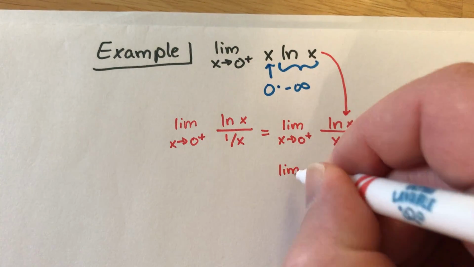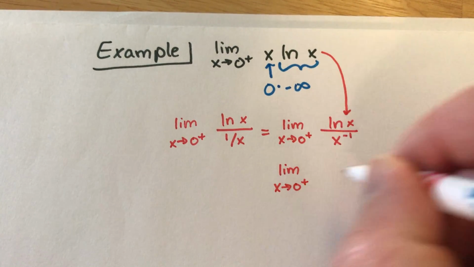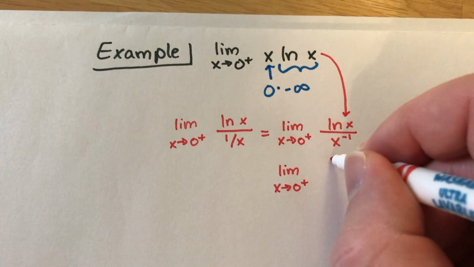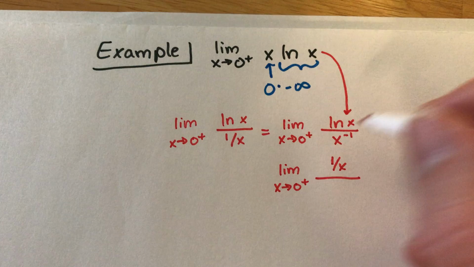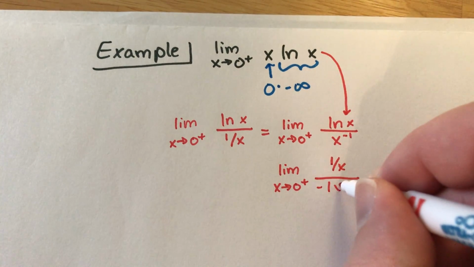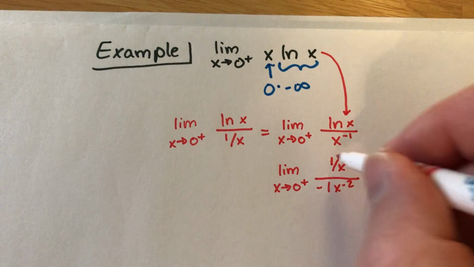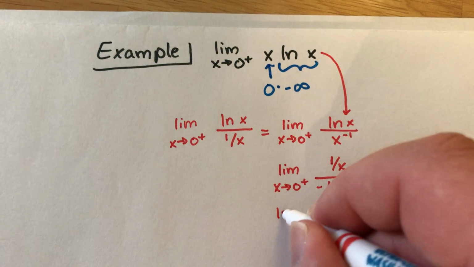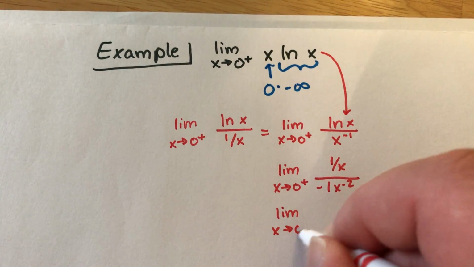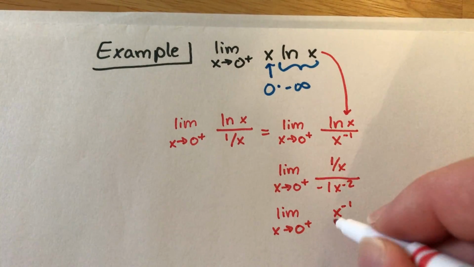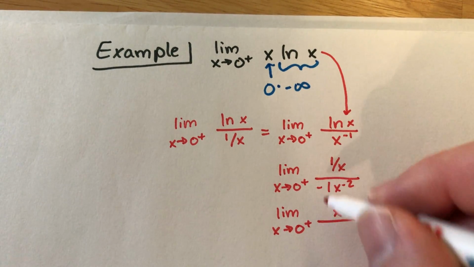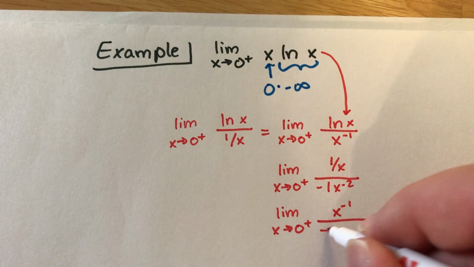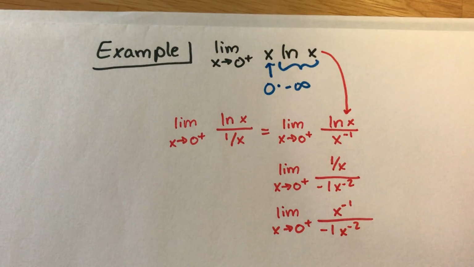So we're going to take the limit as x approaches 0 from the right of the derivative of the natural log, which is 1 over x. And the derivative of x to the negative 1 using the power rule is going to be negative 1 times x to the negative second. I am going to rewrite this 1 over x as x to the negative 1 just to make my exponents a little bit easier to deal with. I could probably go ahead and just take out this negative, or I'll just leave it there for a minute and deal with it in a second.